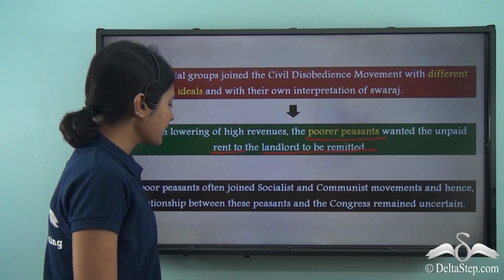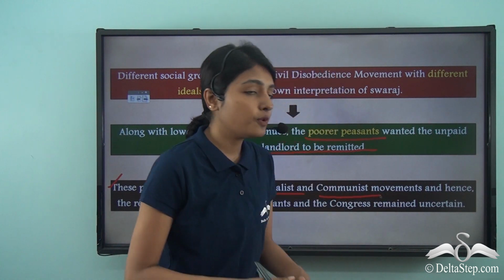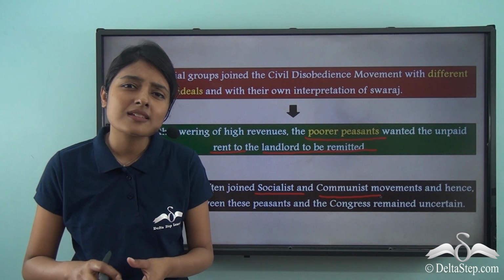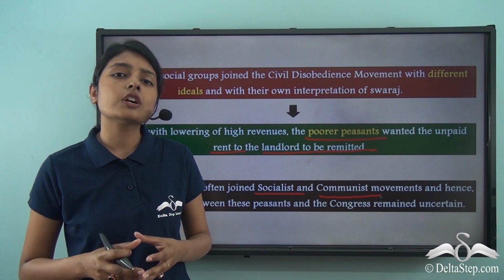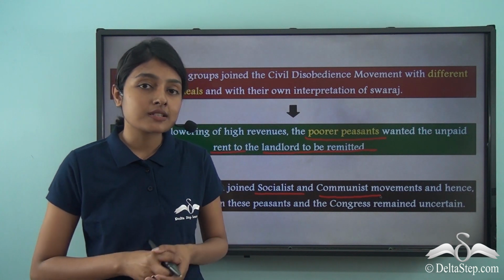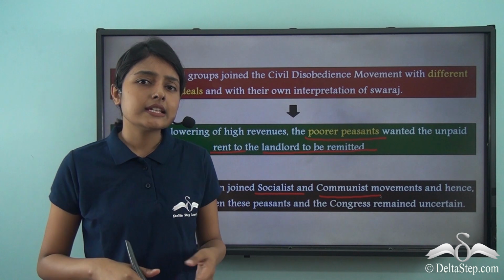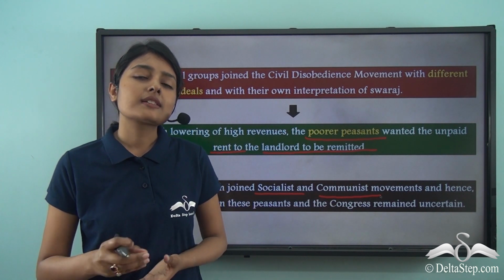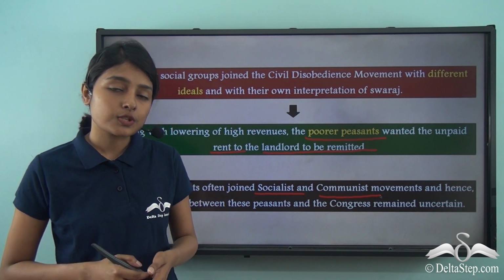Now, these poor peasants often joined the socialist and the communist movements because they were belonging to the lowest rungs of the society. They more often than not did not find good representation within the Indian National Congress. And the Congress leaders also did not take up their demands very often because the Congress leaders were afraid of the repercussion this would happen.